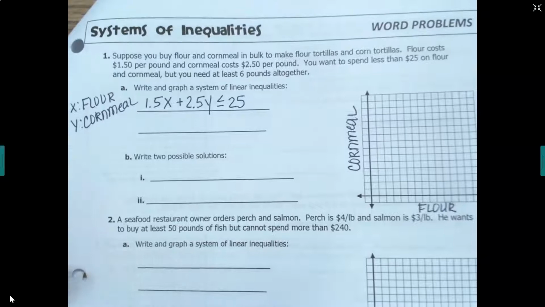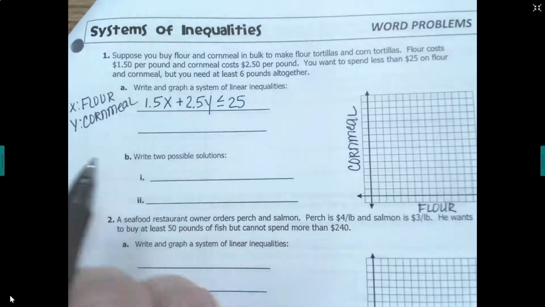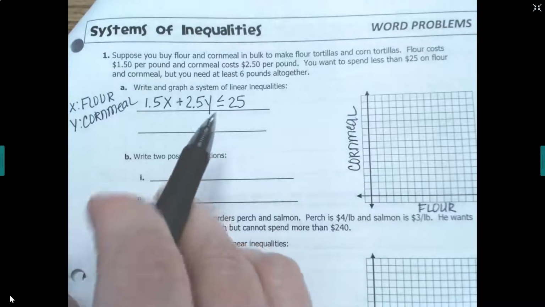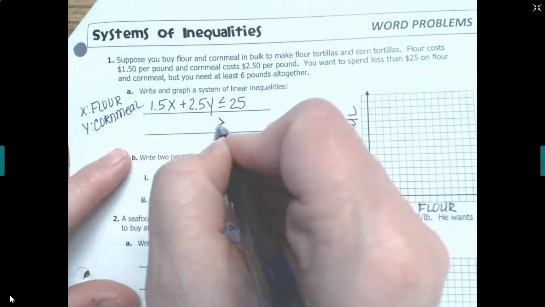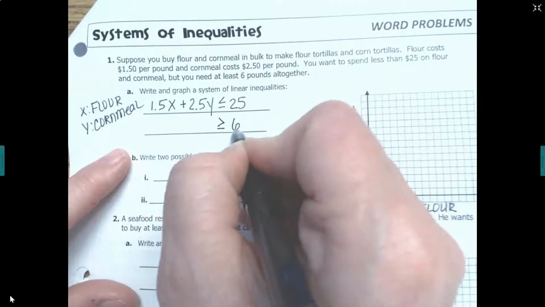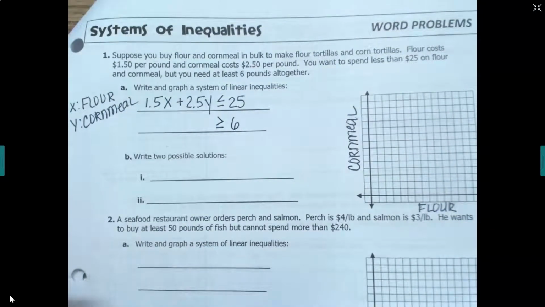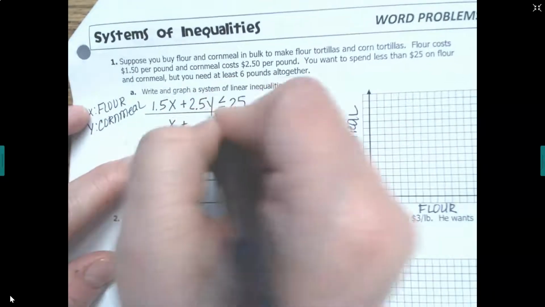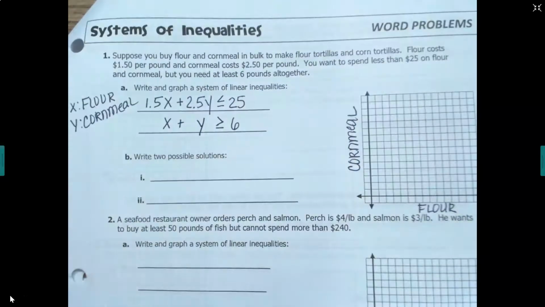Okay, now the second one, that's usually the harder one to write. You got to think about it. We want at least 6 pounds. So we want at least, which is greater than or equal to 6 pounds. Well, where does that 6 pounds come from? It's from the weight, from the amount of flour and the amount of cornmeal. So flour plus cornmeal needs to weigh at least 6 pounds.